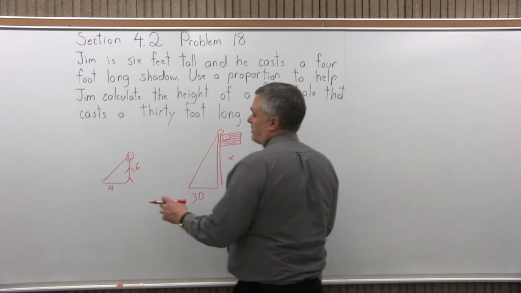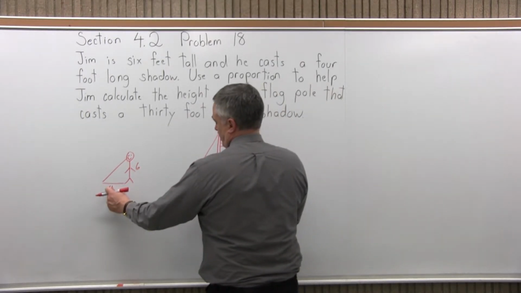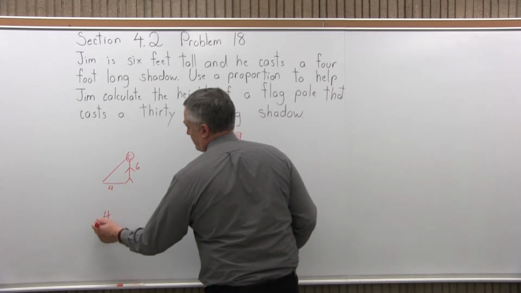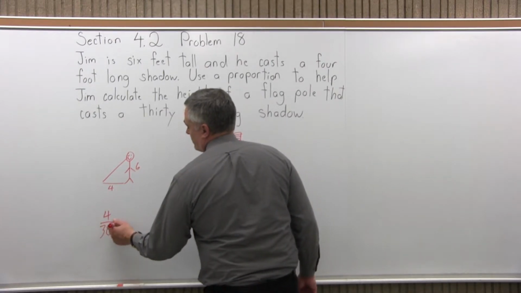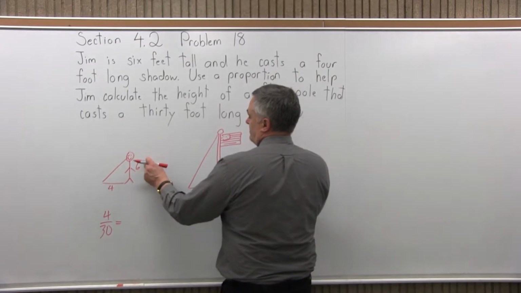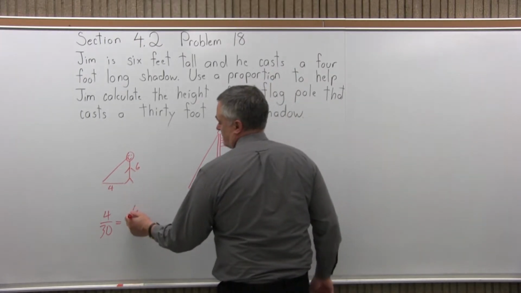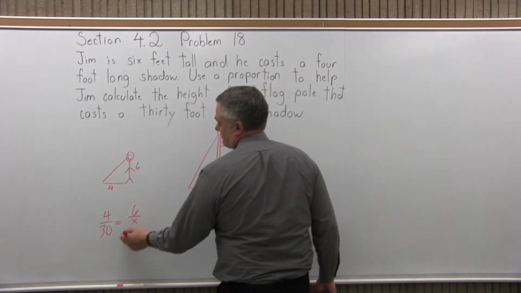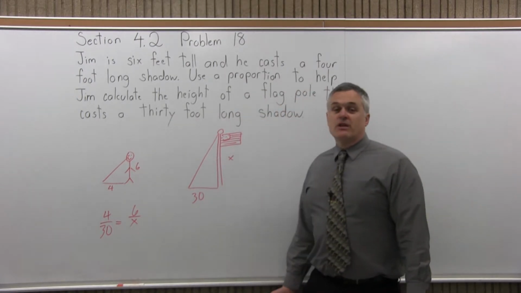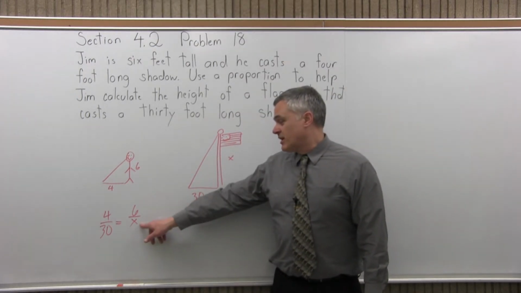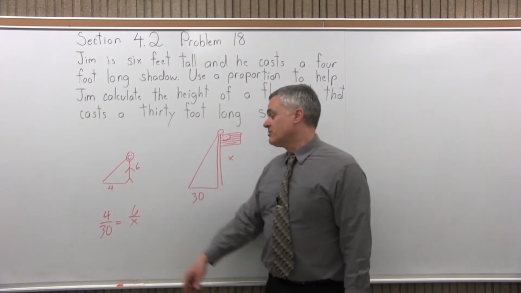So we're going to set up a proportion. The bottom to the bottom, the length of the shadow, is 4 over 30. Set that equal to the height to the height. So Jim's height is 6. The flagpole's height is unknown. So now you have two fractions. One part is unknown, so you solve that by cross multiplying and dividing.